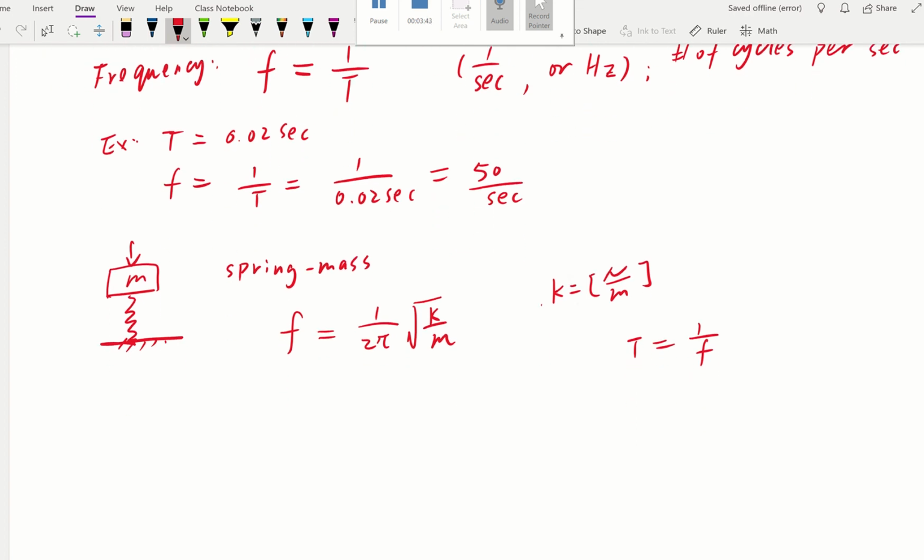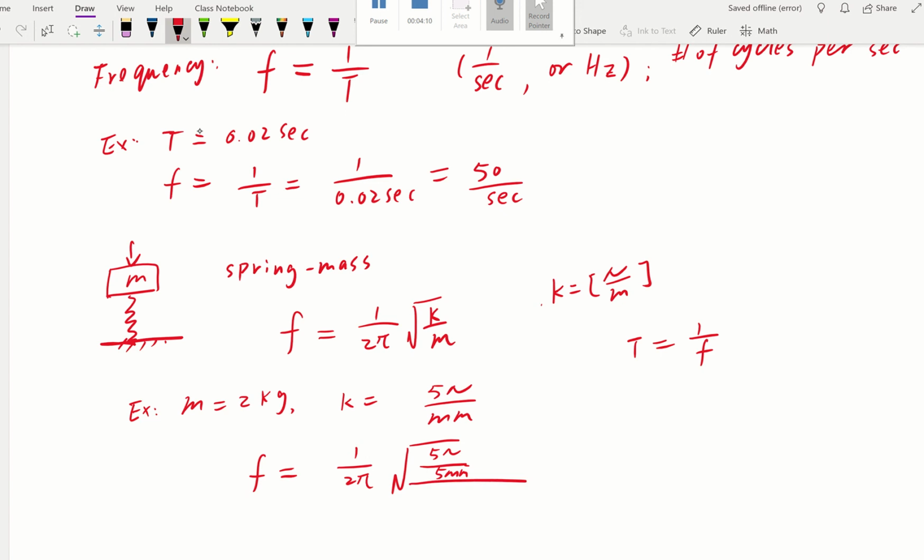Now, another example. Why don't we put some numbers in here? Imagine this mass is 2 kilograms and this spring constant is 5 Newton per millimeter. Then what's going to be the frequency for this spring mass system? It's going to be 1 over 2 pi times the square root of 5 Newton per millimeter divided by the mass, which is 2 kilograms. We're going to watch out for the unit because this is going to be changed to meter. We want to get rid of millimeter. 1 meter is 1,000 millimeters, right? So you will have Newton per meter.